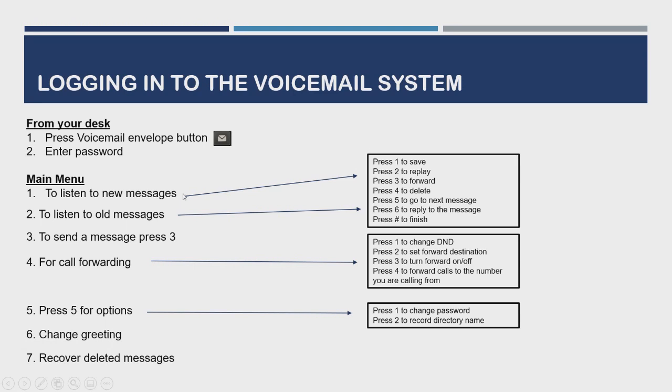So when you have a new message, press 1 and it'll play the messages for you. After the message plays, it's going to go to this submenu over here and read these options to you. Press 1 to save the message, press 2 to replay, press 3 to forward, press 4 to delete, press 5 to go to the next message, and 6 is actually a message reply.